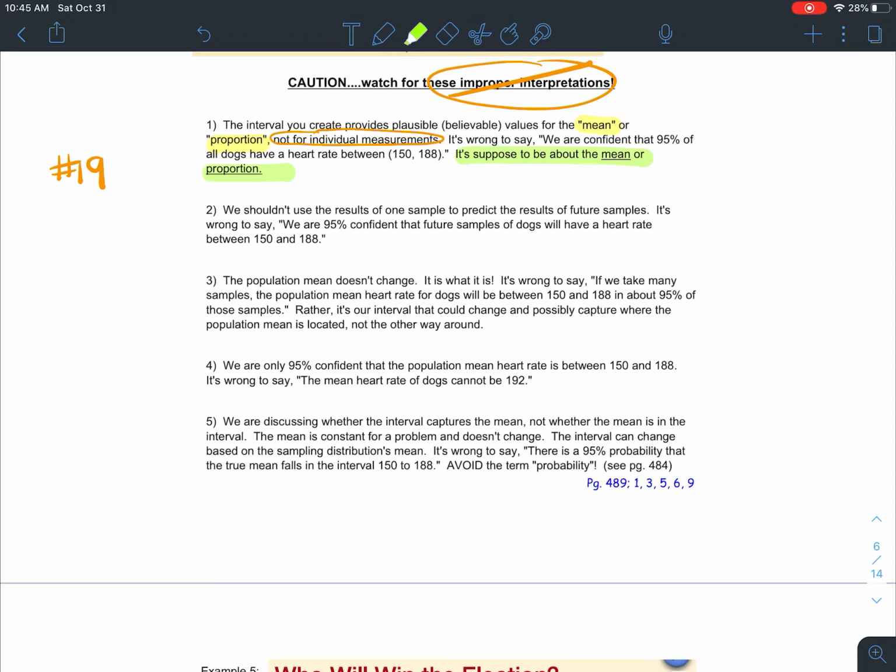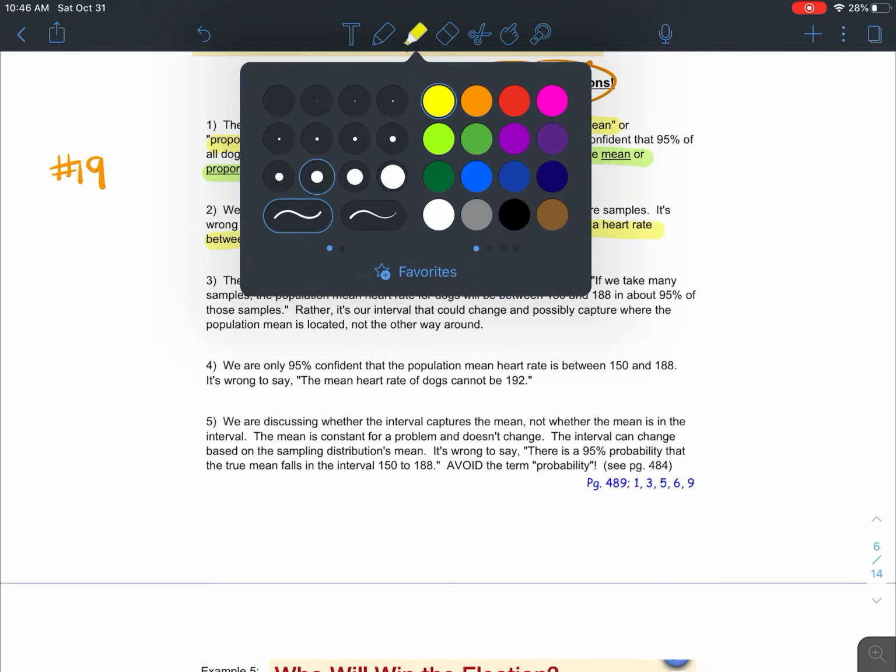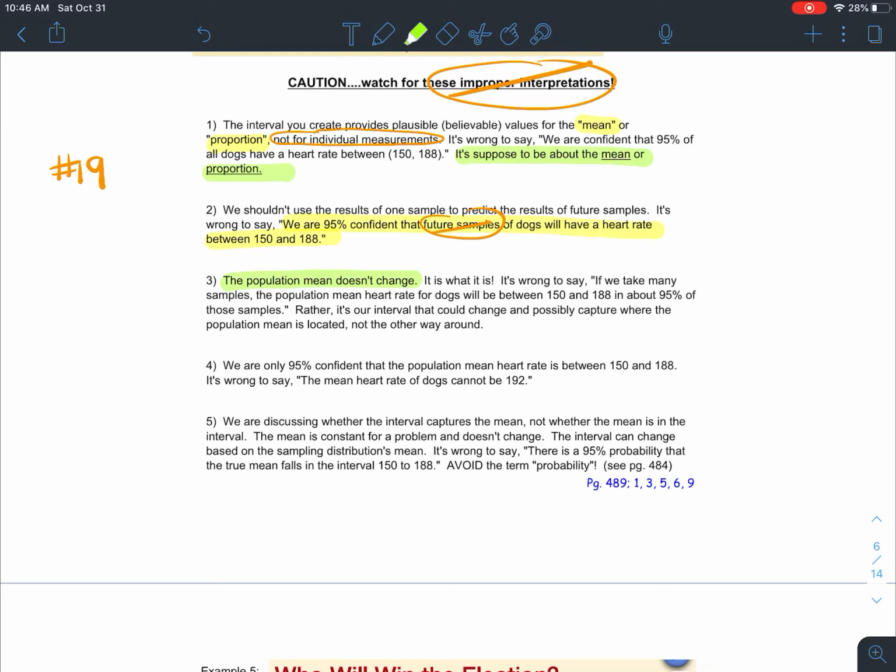The second mistake here, we should not be using the results of one sample to predict the results of future samples. So it is absolutely wrong to say we are 95% confident that future samples of dogs will have a heart rate between 150 and 188. Okay, we should not be making future predictions here. Okay, the population mean does not change. Okay, it doesn't change. A parameter is fixed. So it's just what it is.